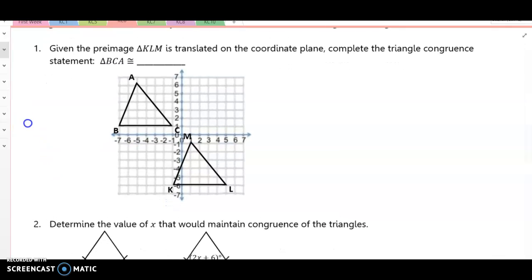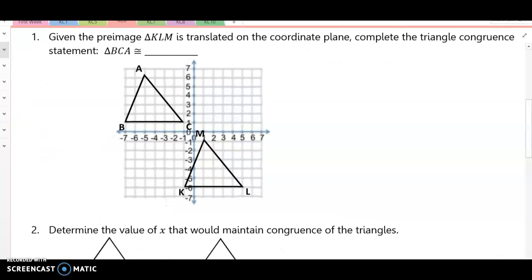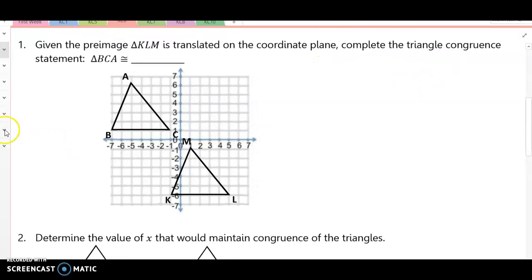So number one, we have given the pre-image, triangle KLM, so that's the one right here, KLM, right? Remember, triangles have a first name, a middle name, and a last name. So it's translated onto the coordinate plane, and you have to complete the triangle congruent statement.